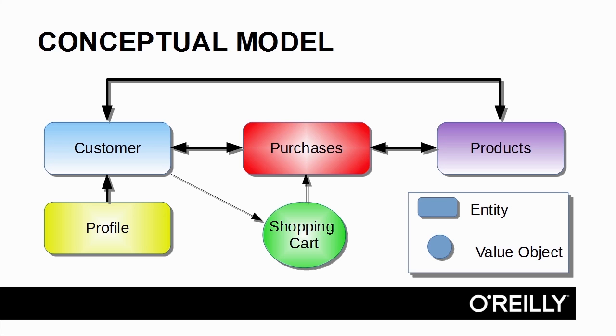Now, in the process of making a purchase, a temporary object might be created which can store information of interest during the purchase process. So as an example, we might have what's called a value object, which represents the customer's shopping cart. The domain model is also very useful for allowing you to visualize complex relationships. So for example, we might have a one-to-one relationship between customer and profile, a one-to-many between a customer and purchases, and many-to-many between customers and products.